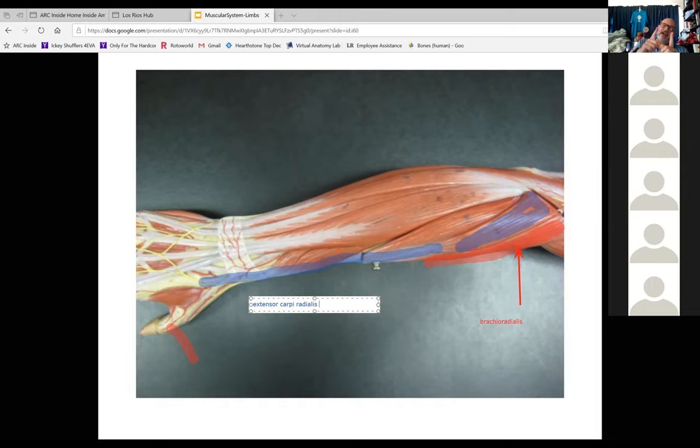However, notice this one had a very small belly and a really long tendon. And what do we sometimes call muscles that have really long tendons? Longus. So here we have the longest name of the longest named muscle of our forearm. But its name tells you everything about it. The extensor carpi radialis longus extends the wrist, meaning it's on the posterior side, crosses the wrist on the thumb side. And it has a very short belly and a really long tendon.